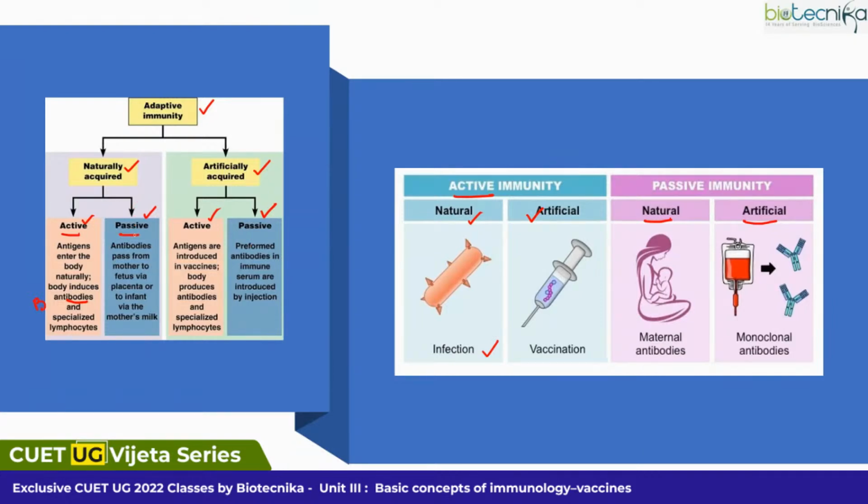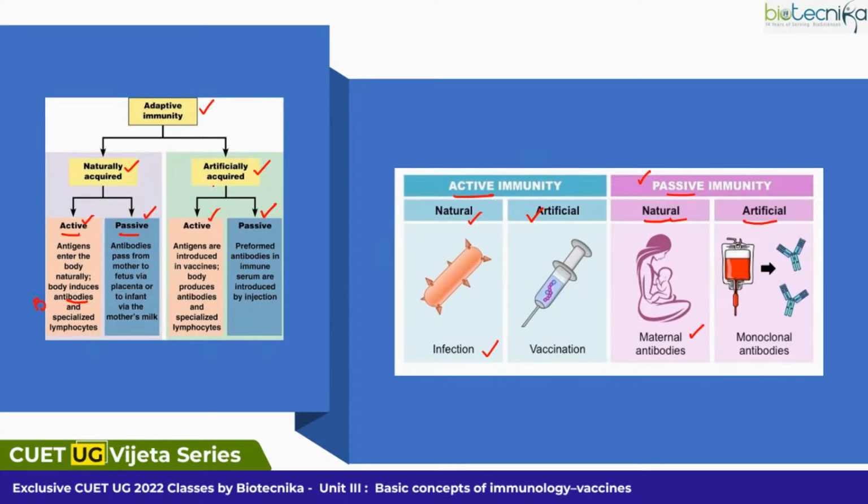Then passive naturally acquired adaptive immunity is when antibodies pass directly from the mother to the child through milk. So that is known as passive naturally acquired. It is a passive immunity, but it is naturally acquired. Why passive? Because the antibodies are entering directly. The antigen is not inducing the release of antibody over here, right?